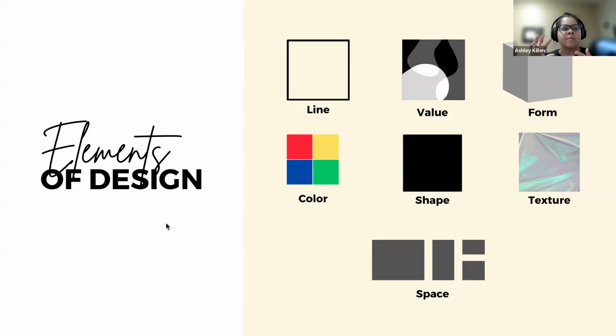Form is just giving something depth, taking a flat image or a flat graphic and making it three-dimensional. You could do that by adding some shadow to it, by adding sides to it. We see here, right, we had a line that created a square, but then we added some sides to it and changed up the value of those sides, meaning we added a little bit more black to that one gray side and a little bit more white to the top, to give it the illusion of depth, so that it has a form now. It's a form rather than a flat shape, which we'll go over in a second.